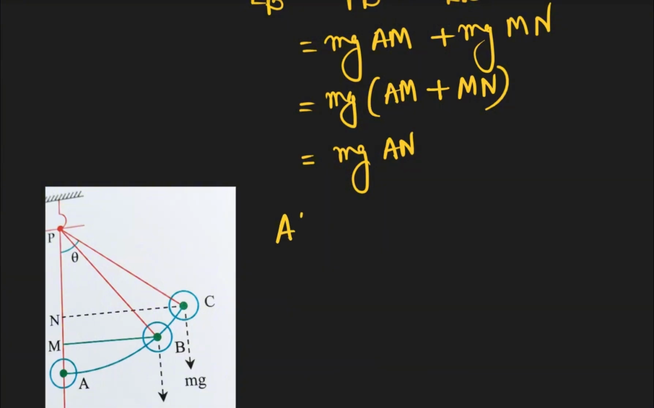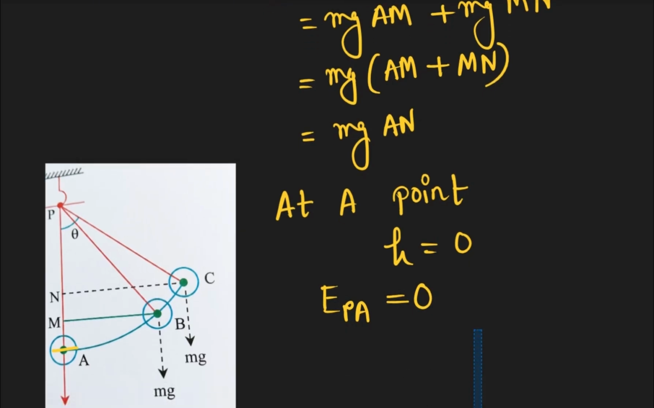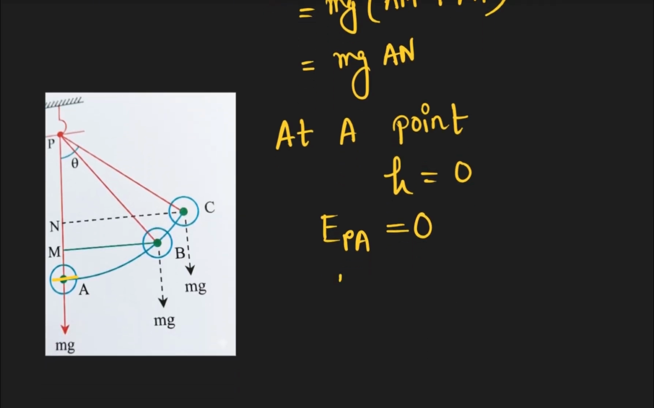At point A, the ground point actually, there is no height. Indeed there is no height, so h is equal to 0. So at this point EPA is equal to 0, and EKA, the kinetic energy at point A, will be half m VA square.